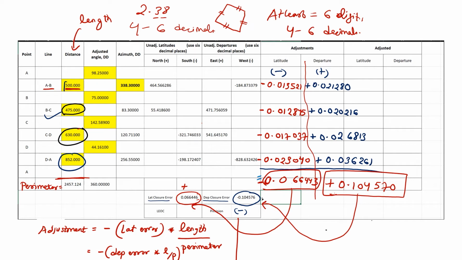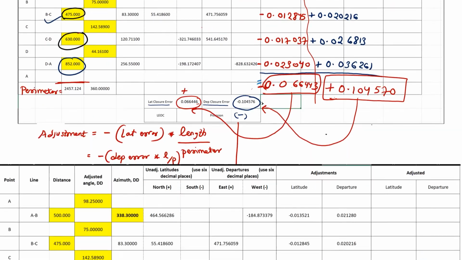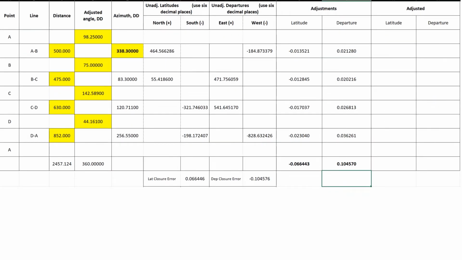work correctly or not, right? You can add all the adjustments and it should be equal to the error with an opposite sign. Okay, so we calculated all the corrections or adjustments for the latitude and departure, and here you can see the sum, right? The sum of the latitude correction is equal to the latitude error, but it has an opposite sign, right? And the sum of the adjustment for the departure is equal to the departure closure error, and you can see that the numbers are equal but the signs are opposite, right?